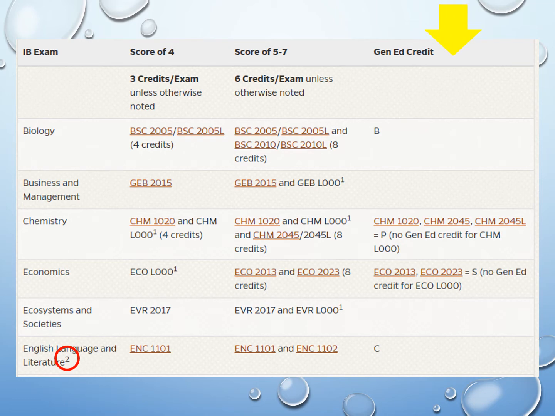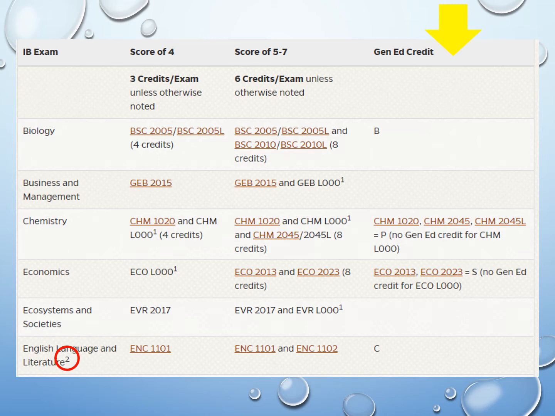The other thing I want to note is that on the far right column, and this was the case for the AP chart as well, it's actually telling you the gen ed credit that the student is earning. So for example, with biology, you'll notice there's a B there. That means that all of the credit that the student is earning in this row is going to give them gen ed biological science credit.